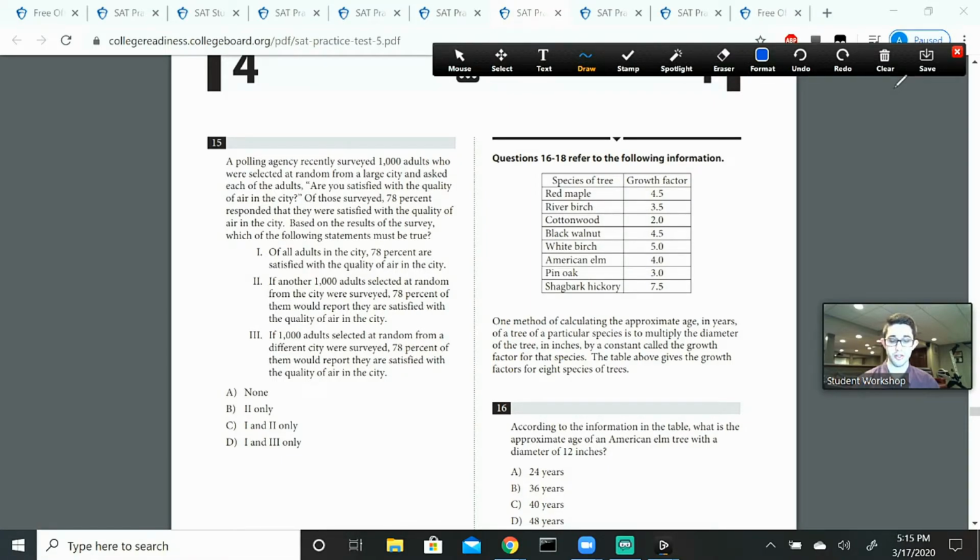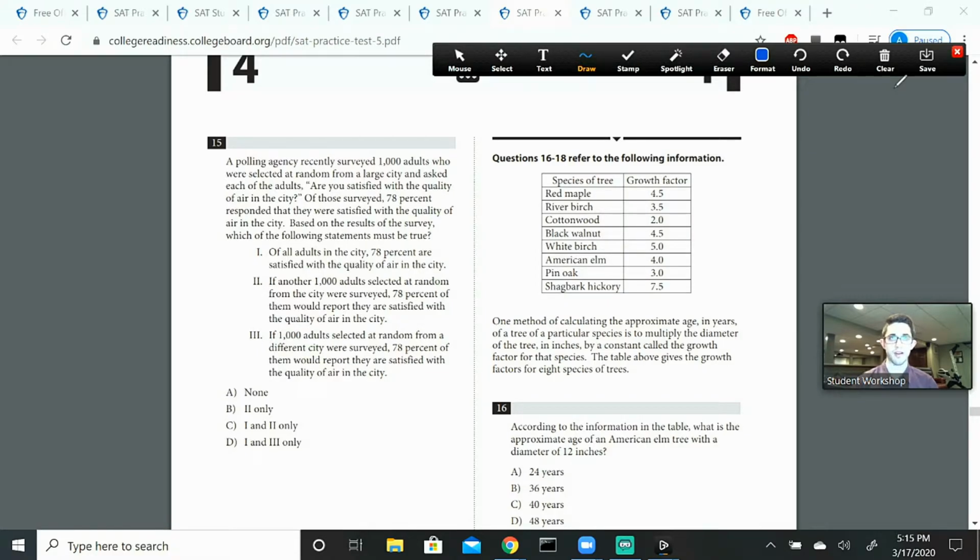It could be a good estimate. You might have found a group of 1,000 adults that really liked the quality of the air, so it might be actually a bad estimate. You don't know it. Or it could be they had some grumpy people that were being surveyed, and the actual amount is closer to 85%. You can't know, and so that doesn't have to be true. All right. If another 1,000 adults selected at random from the city were surveyed, 78% of them would report that they are satisfied with the quality of air in the city.